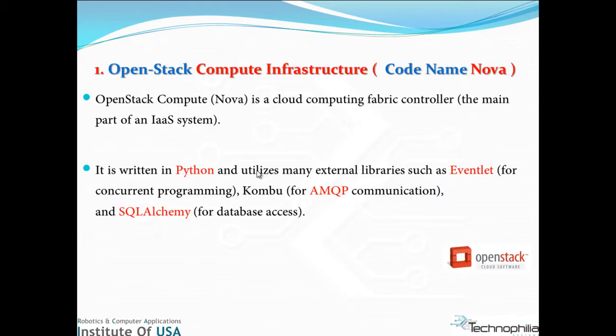Now let's understand the functionality of each major component. First is OpenStack Compute Infrastructure, OpenStack Compute or Nova. It is a cloud computing fabric controller, the main part of an infrastructure as a service system. It is written in Python and utilizes many external libraries such as Eventlet for concurrent programming, Kombu for the Advanced Message Queue Protocol, and SQLAlchemy for database access.